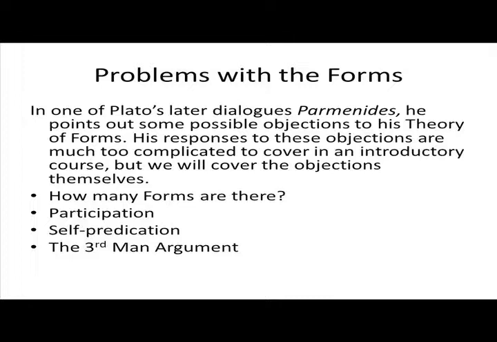How many forms are there? And how do you determine this? Plato does not really give us a very clear criteria for this, or really any criteria.